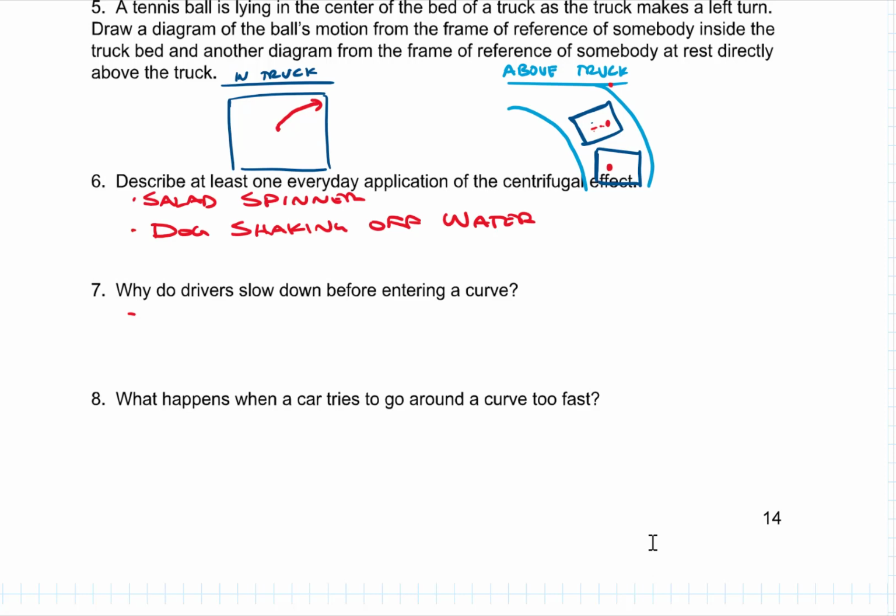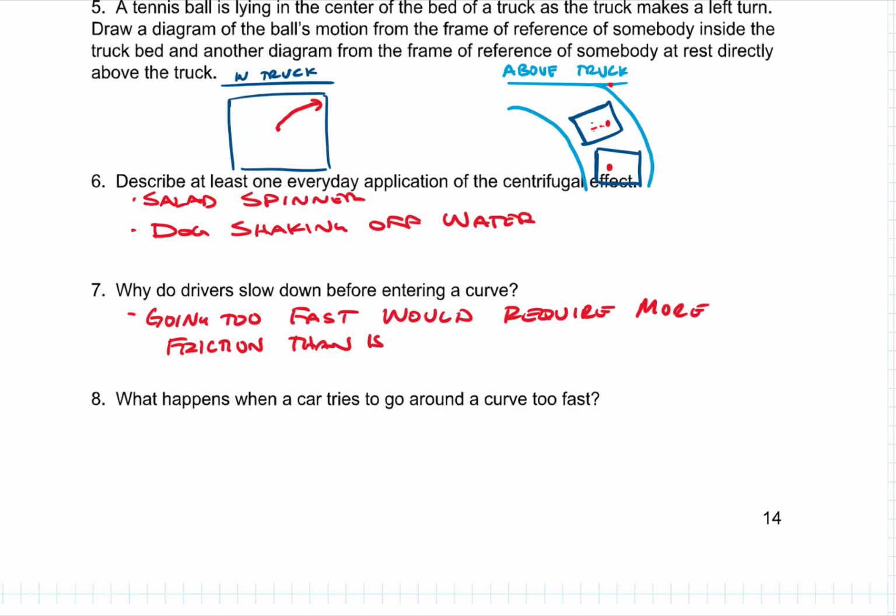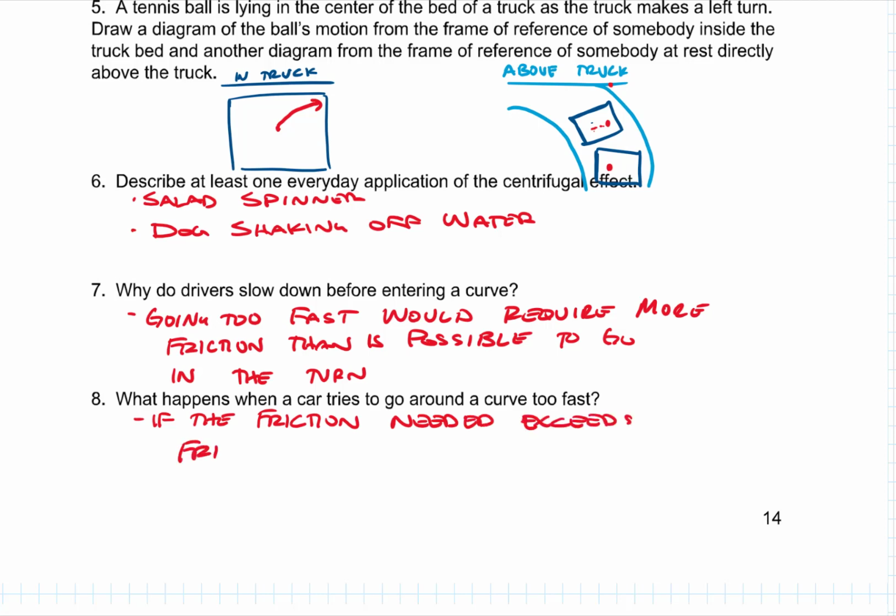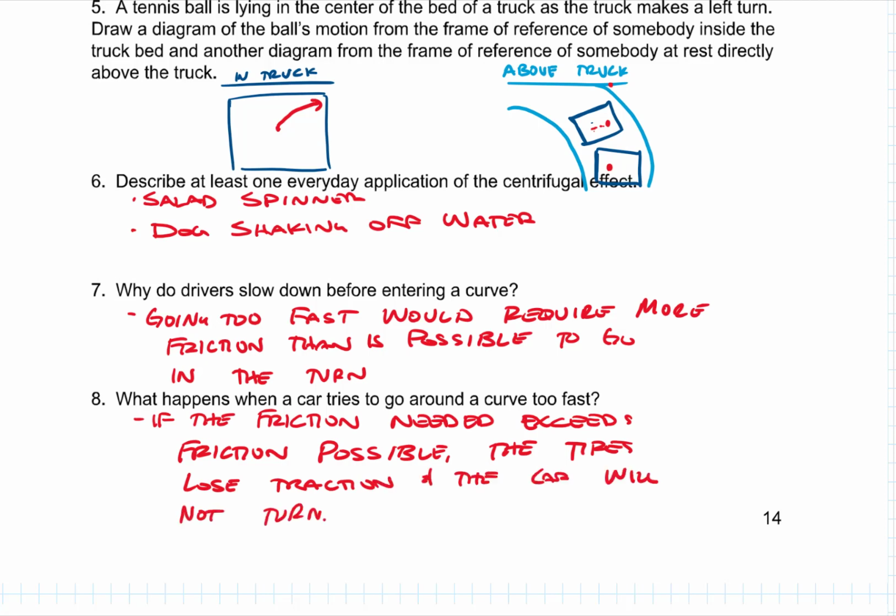Why do drivers slow down before entering a turn? So here's the deal. Going too fast would require too much force to go around the circle. It would require more friction than is possible to go around the turn, to go in the circle. If the friction you need is bigger than the friction you have, the tires are going to lose traction and the car will not turn. It'll spin out.